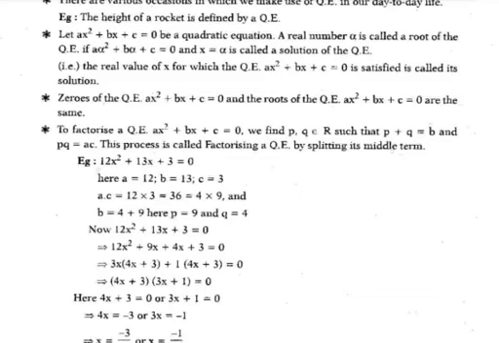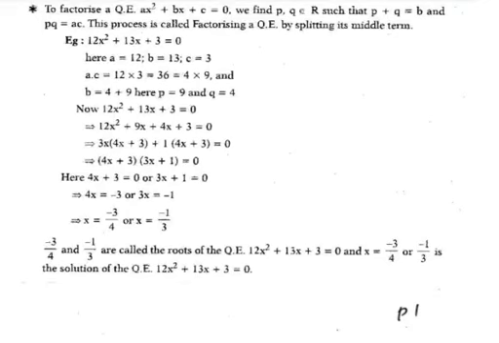For example, 12x square plus 13x plus 3 equal to 0. Here, compare this equation with the quadratic equation, that is ax square plus bx plus c equal to 0. Now comparing the equation with ax square plus bx plus c equal to 0, here a equal to 12, b equal to 13, c equal to 3, where ac equal to 12 into 3, that equals 36.